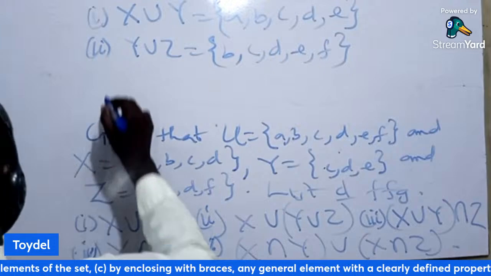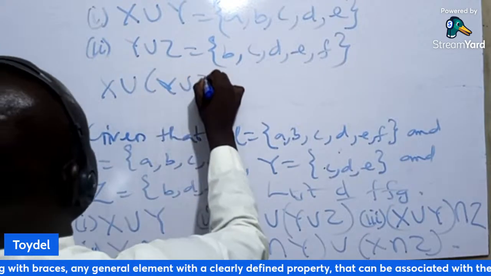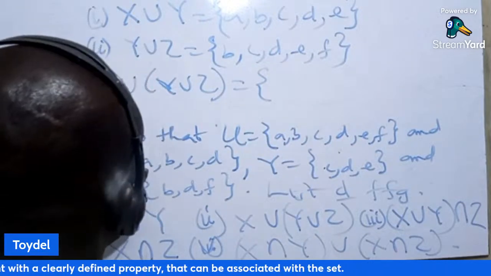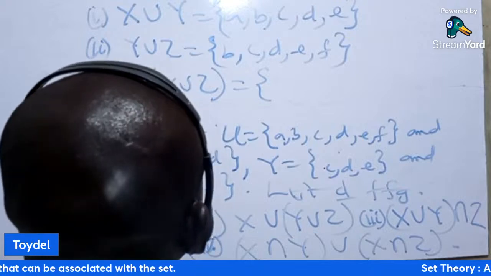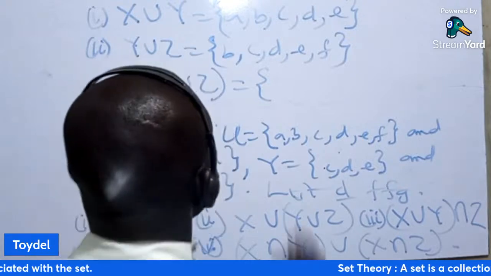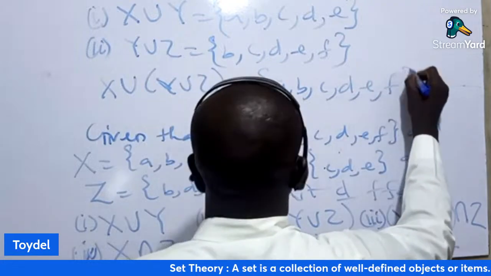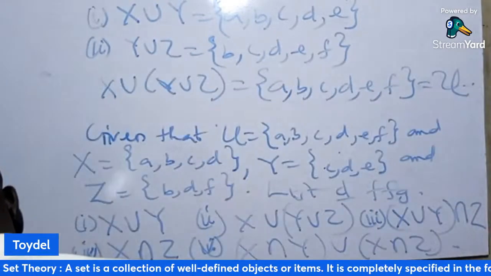But the question says X union, Y union Z. So now let's compare the elements of Y union Z and X. In Y union Z, we have from B to F. But in X, we have from A to C. So that will now be A, B, C, D, E, F. And this is the same thing as the universal set.